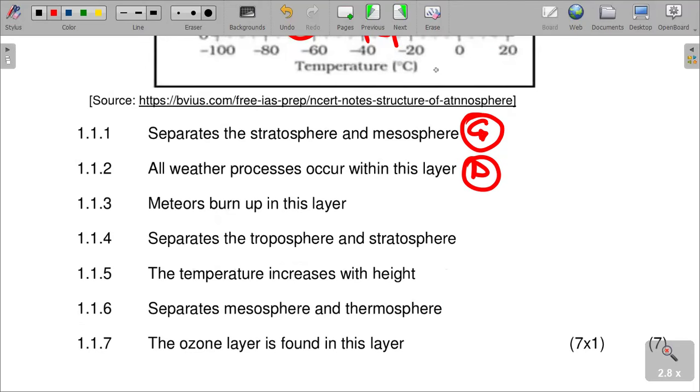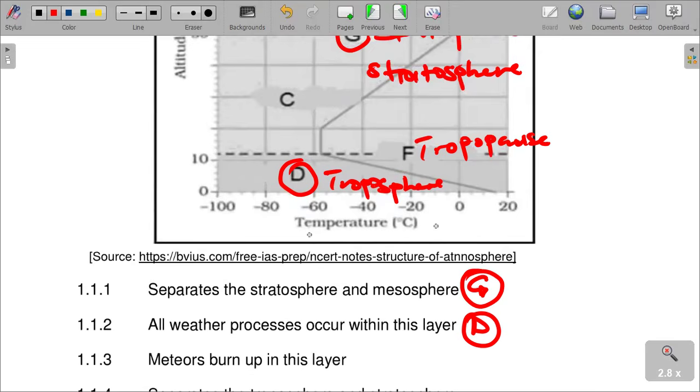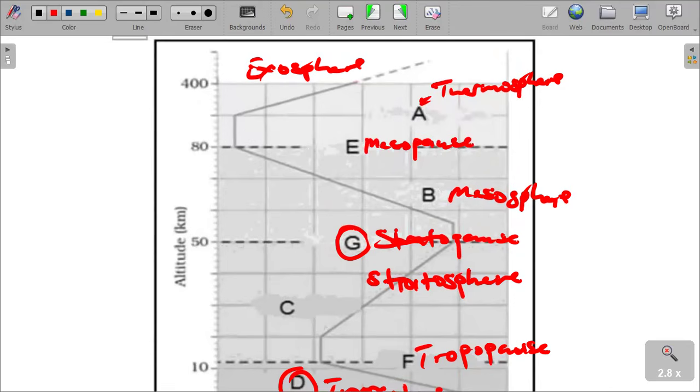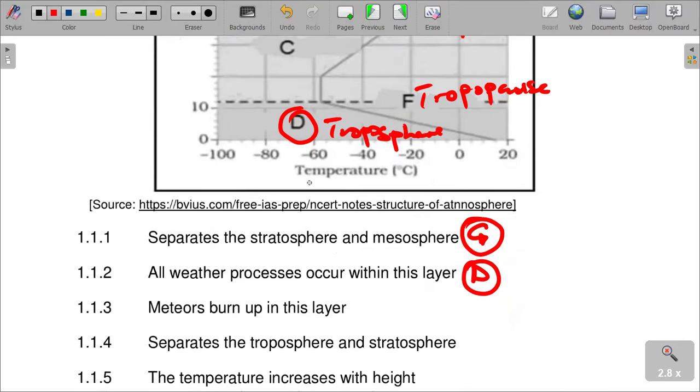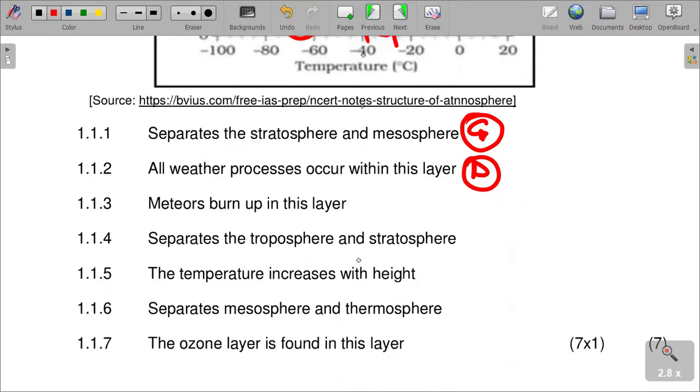Then the metals burn up in this layer. Number three: where do we have the metals burning? They burn up within the thermosphere. The thermosphere is where we have the metals burning, and it is represented by A. A represents the thermosphere.